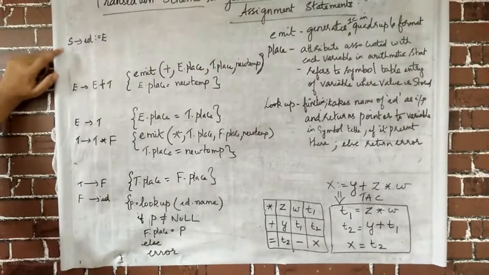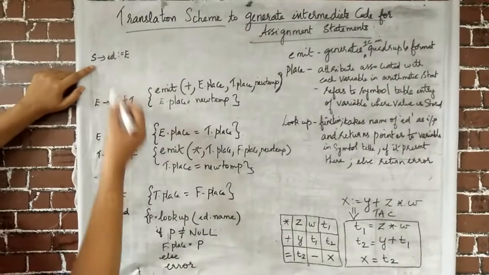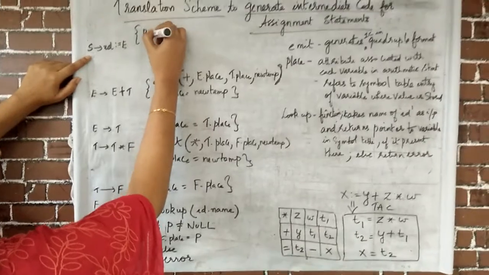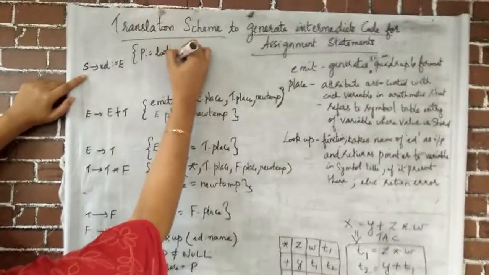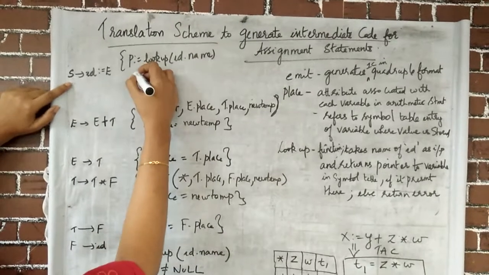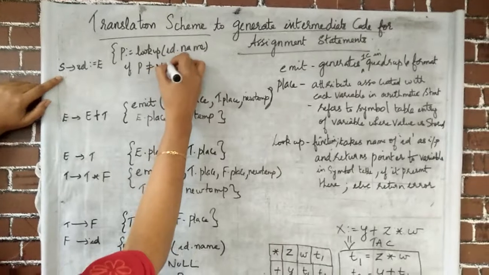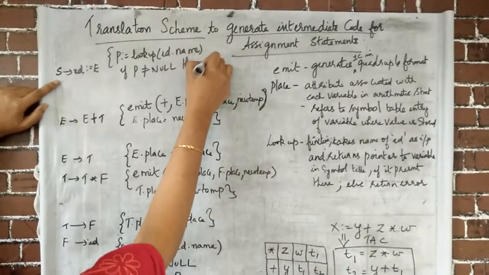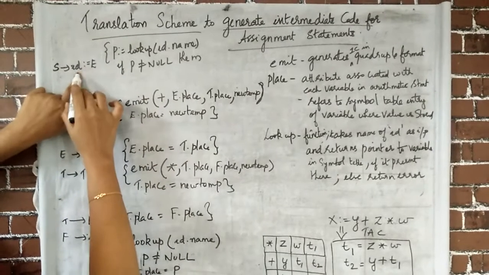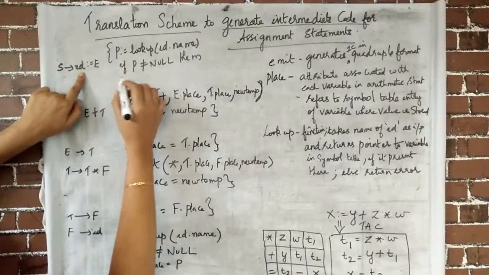Now let us look at how we can write the translation scheme for this particular production rule. So here also you can see an id is involved, right? So what we have to do first, p is equal to lookup of id.name. And again the same way, if p not equal to null, then what we have to do here, we have an assignment statement, right? If this is not equal to null, we have to assign the value of E to this id, right?